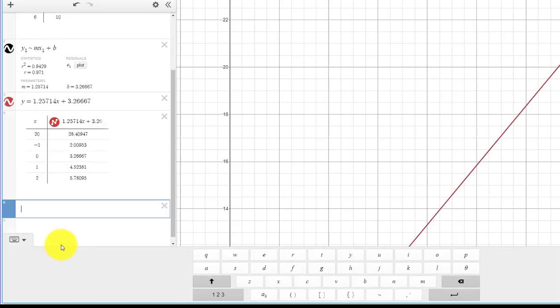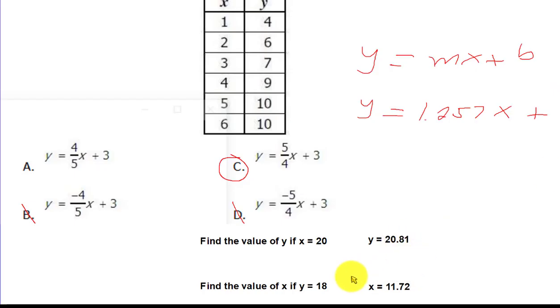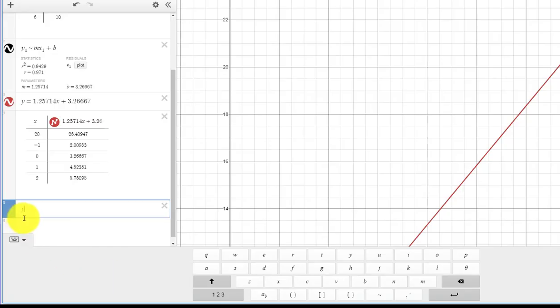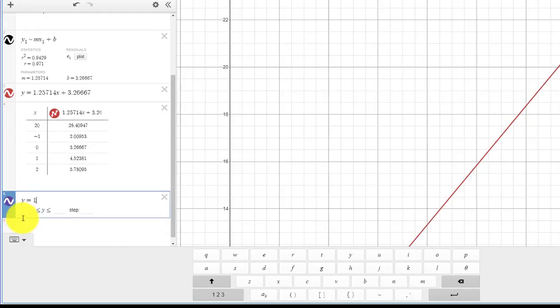Alright, of course you will not have a hard time tracing your graph. You can just type in y equals 18. This will produce a horizontal line that will help us easily find the point on the line where the y value is equal to 18. So 11.72. Alright, so very similar to the curve of best fit, if you are solving for y, you need to use a table. If you are solving for x, you have to trace your line.